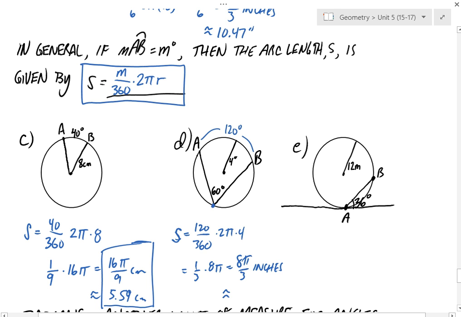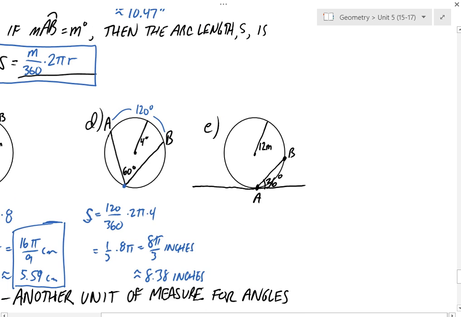As a decimal, that is about 8.38 inches. And for example E.